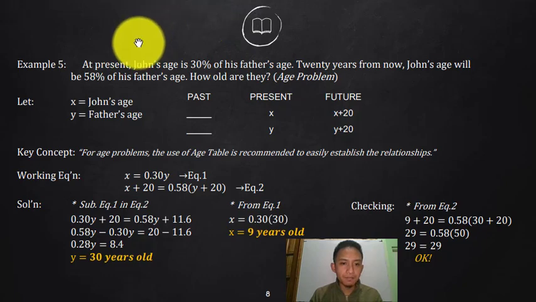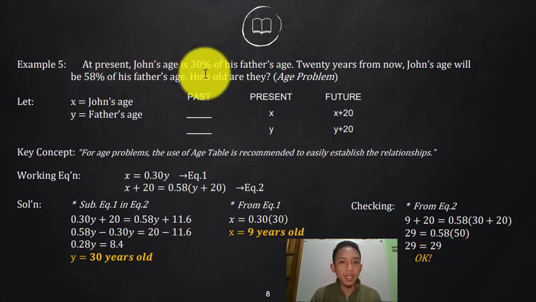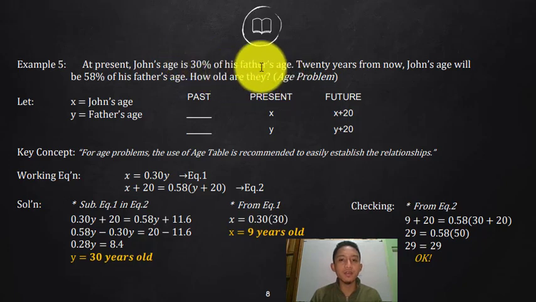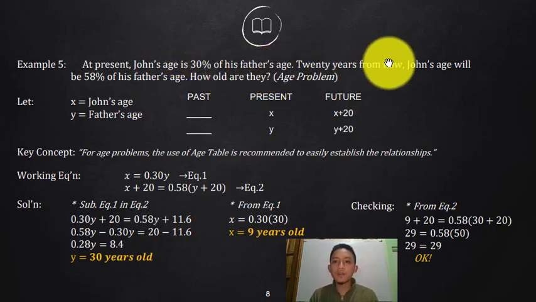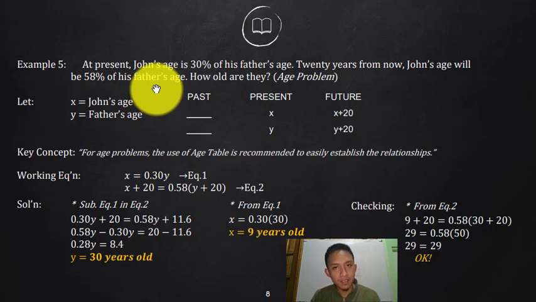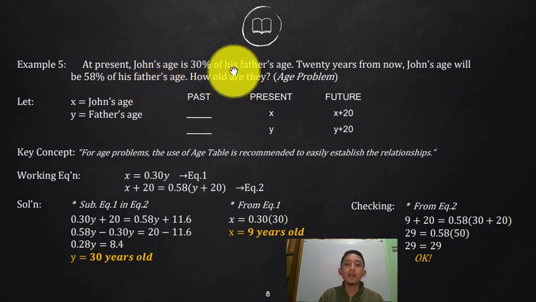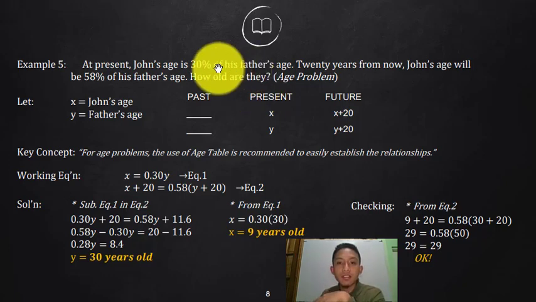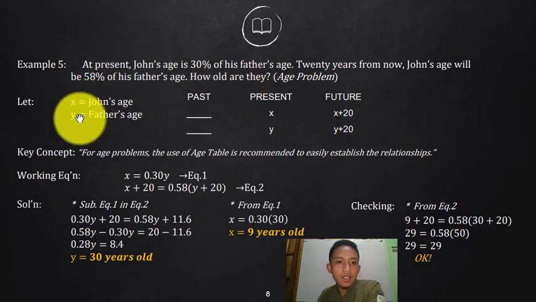Okay, so at the present, again, let's understand. At the present, meaning today, John's age is 30% of his father's. And then 20 years from now, John's age will become 58% of his father's age. So the question there, how old are they? The question is, how old are they right now? Walang sinabing after 20 years. So it's automatically, how old are they right now? So that is what I will be assuming.